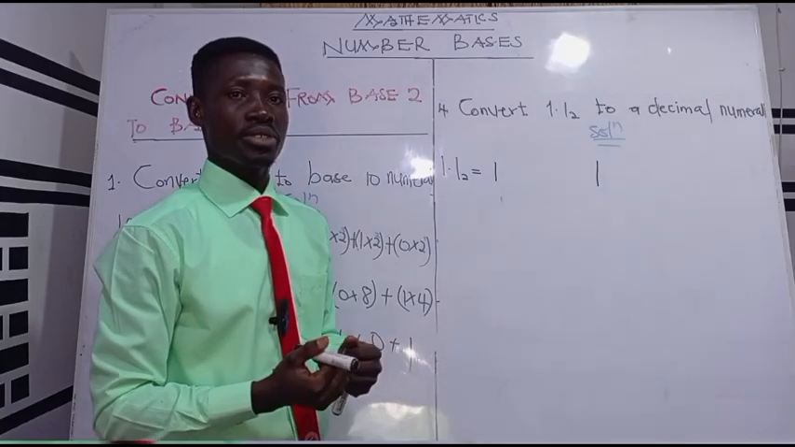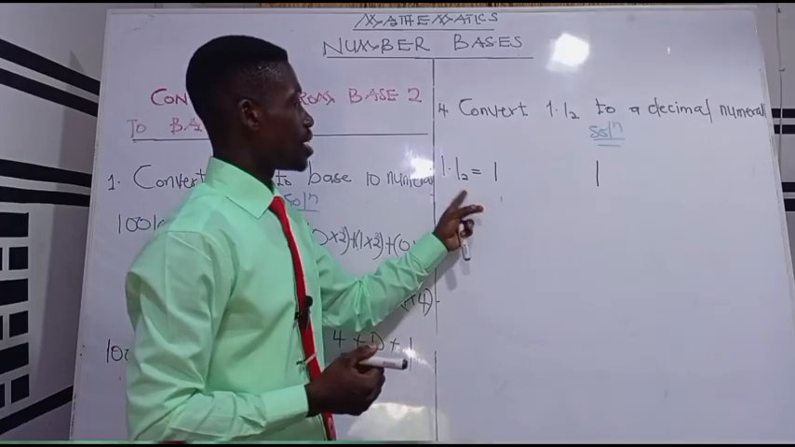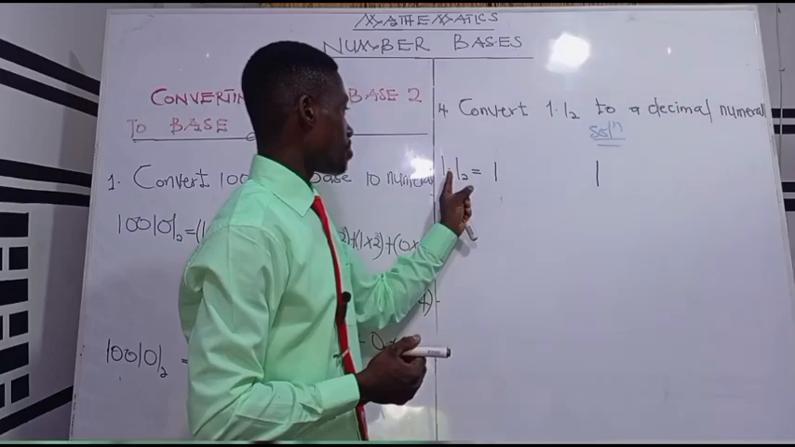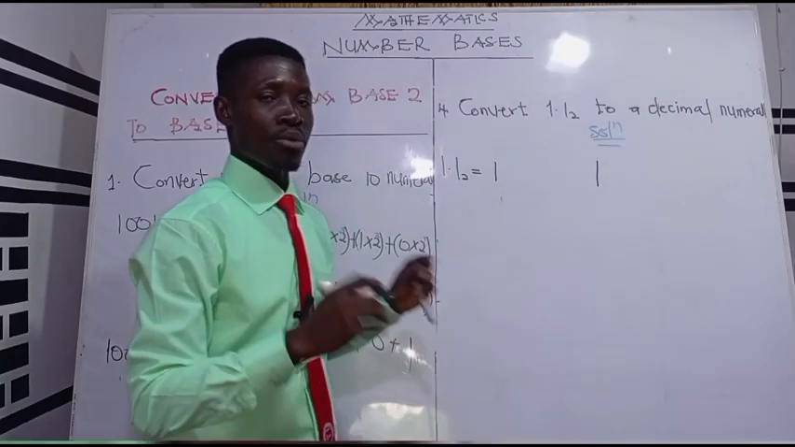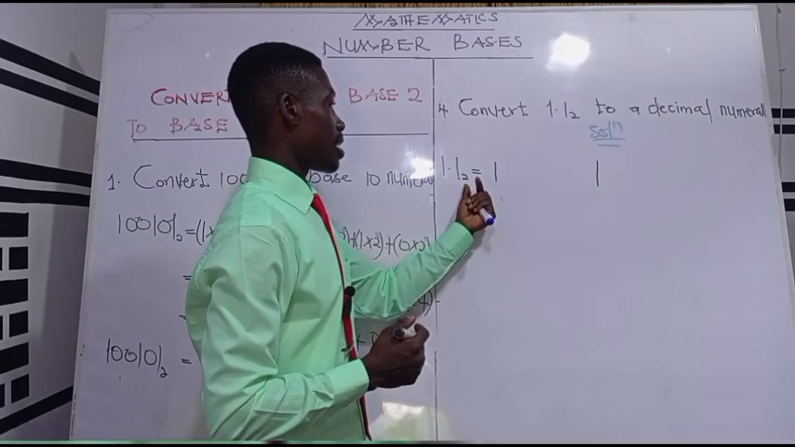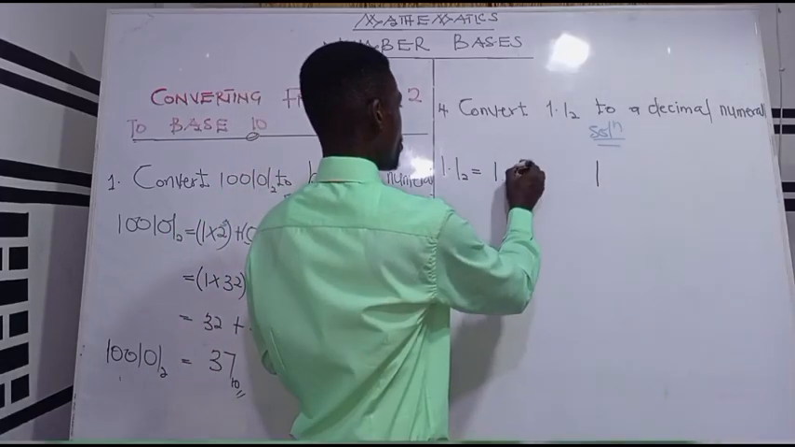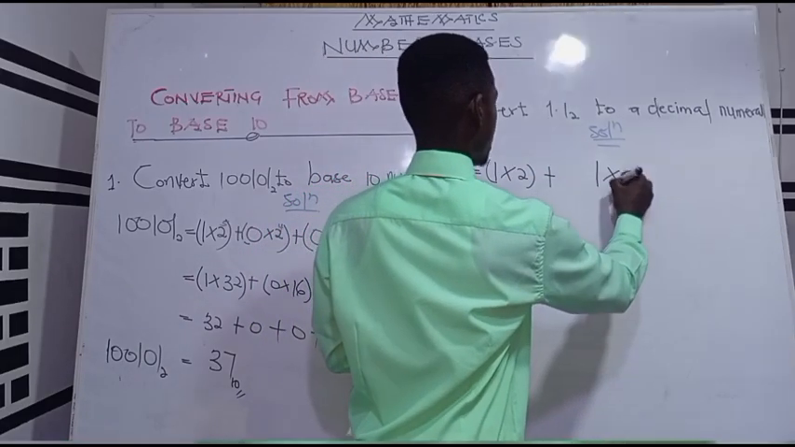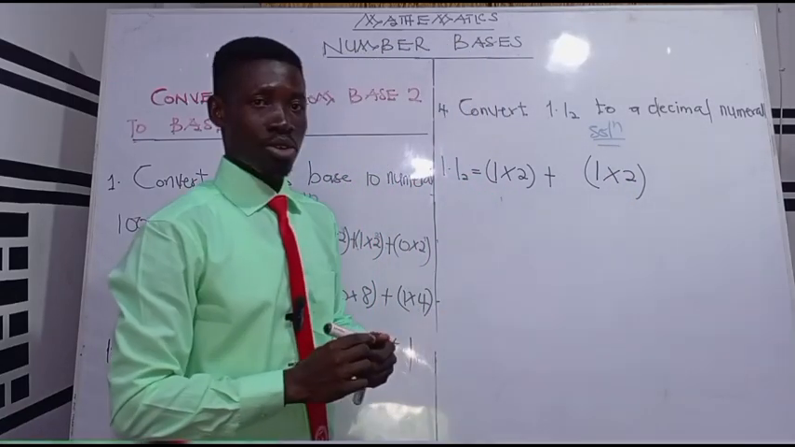Then the next thing that we are going to do is multiply each of these numbers by the base. When we are writing it, please don't bring the dot sign. Just write it 1 1, the number without a dot. Then we multiply each of these numbers by the base. So the base is 2. We multiply this number by the base, we sum them. I hope you are following.